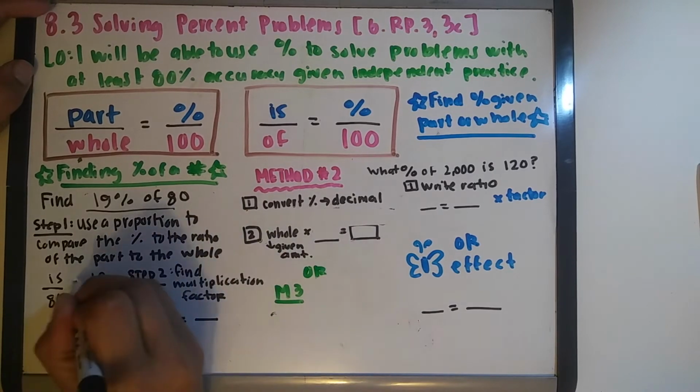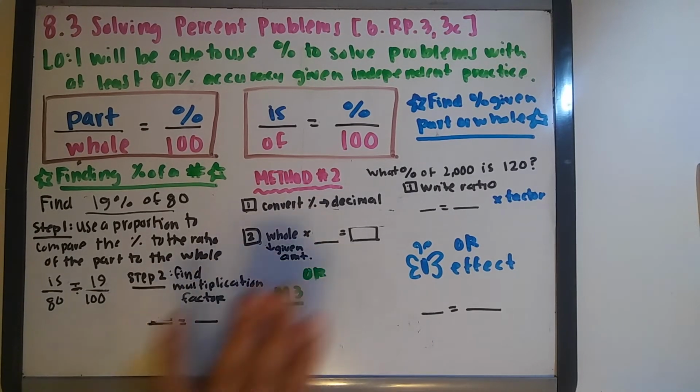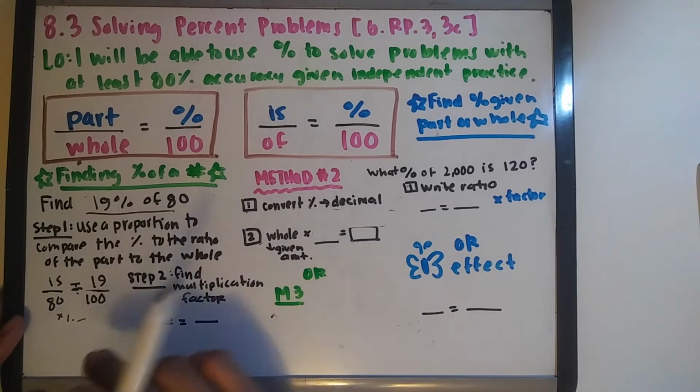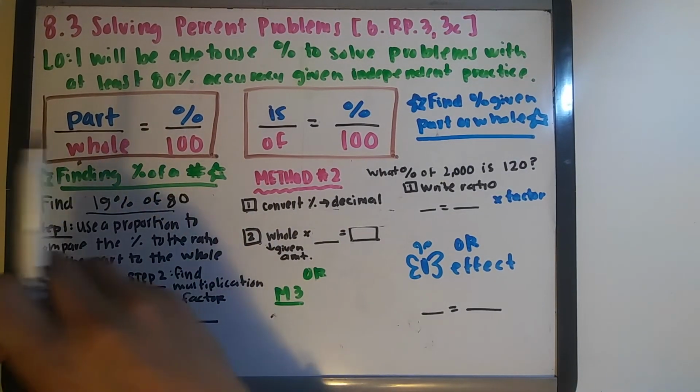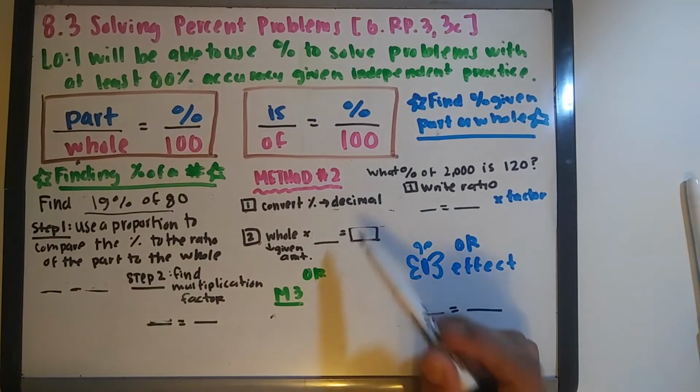Now, in this case, I would not like to use this method to find the multiplication factor or division factor because it's the decimal. So for me to go from 80 to 100 is going to be a decimal. So then this is when this comes in handy. In this case, I will have to multiply by 1 point something, and I don't know what that is. So I'm going to skip this step, and I'm going to use these two methods.